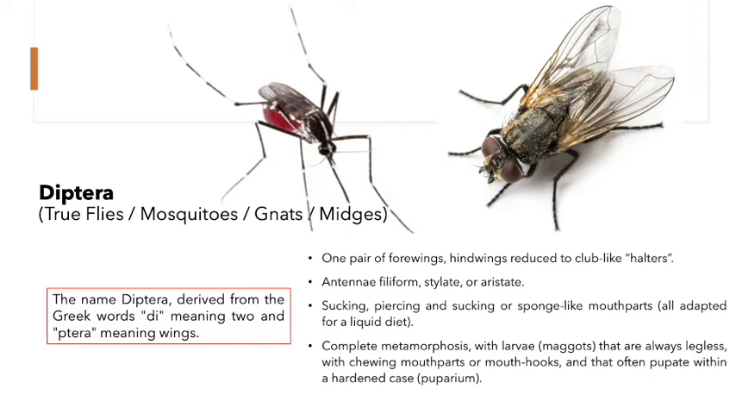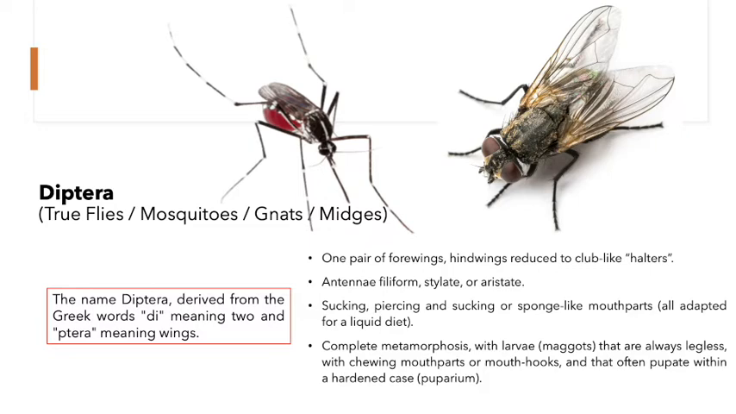The next order is Diptera, and examples are true flies, mosquitoes, gnats, and midges. The term Diptera is derived from the Greek word di, which means two, and ptera, which means wings, and refers to the fact that true flies have only a single pair of wings. They all have one pair of wings which allow them to fly. That is actually where their name comes from. Diptera literally means two wings.